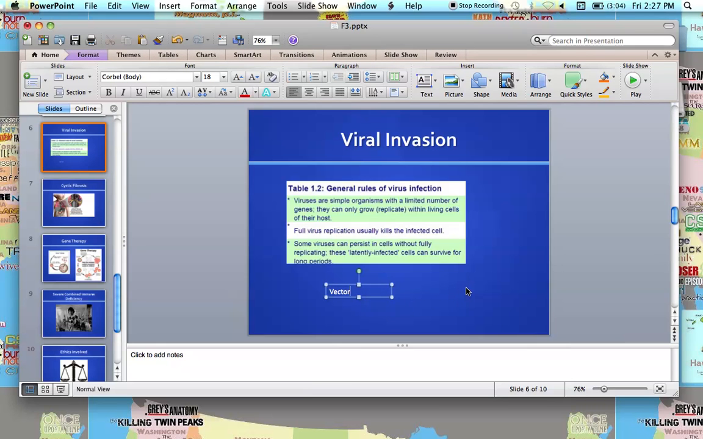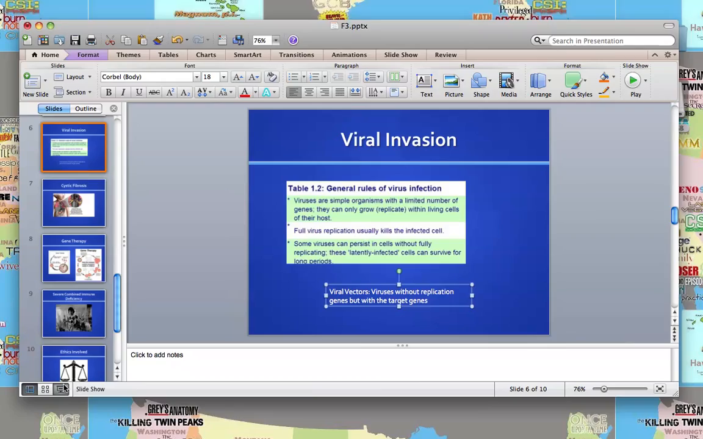Vectors. That is viral vectors. So, viruses without replication genes, but with the target. I generally don't like doing these definitions because my definitions might not be the ones that IB wants. So, you're lucky I'm doing it this time.